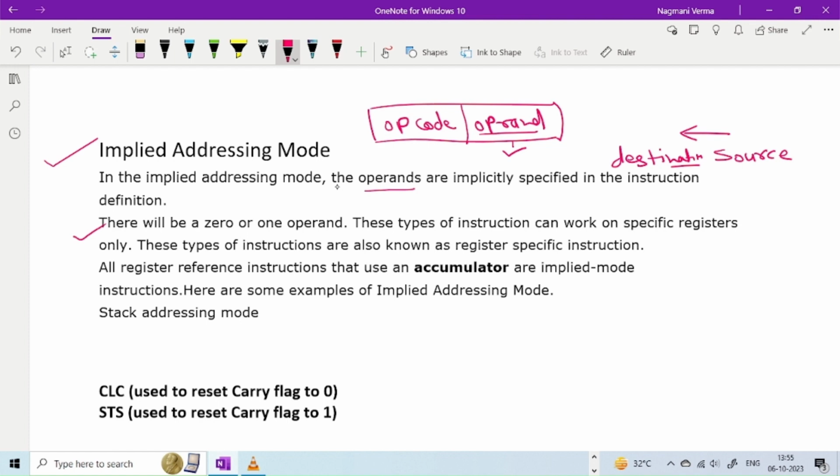I will give you an example for 0 operand. Let's take an example of CLC. What will happen if you just give CLC as the instruction? It will clear the carry flag, setting it to 0. So it is a 0 operand. In this 0 operand instruction only the opcode is there, and that is the CLC.